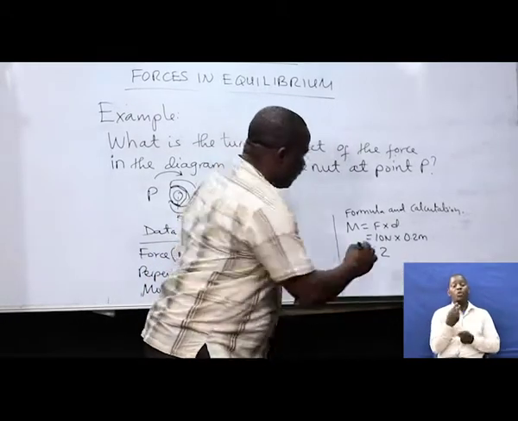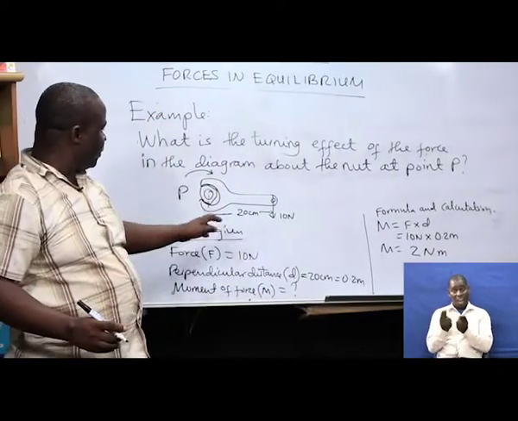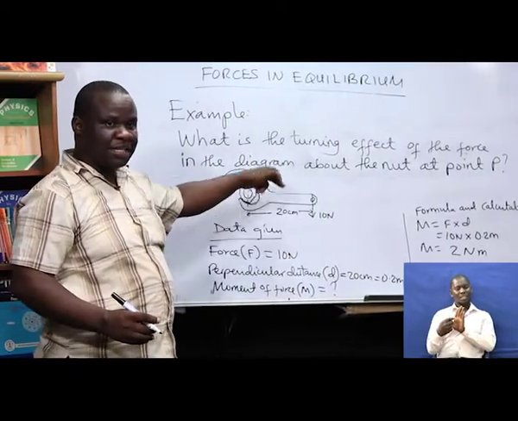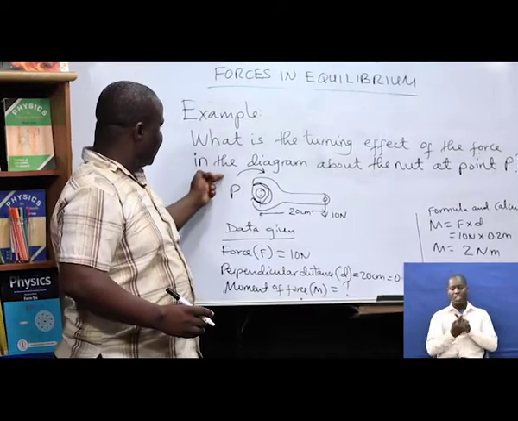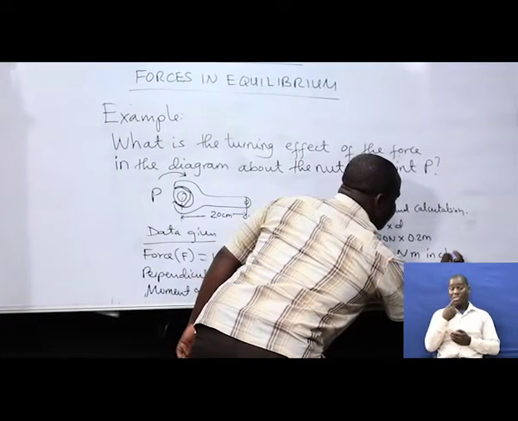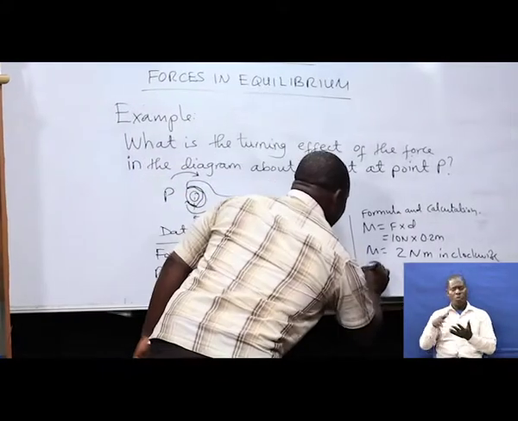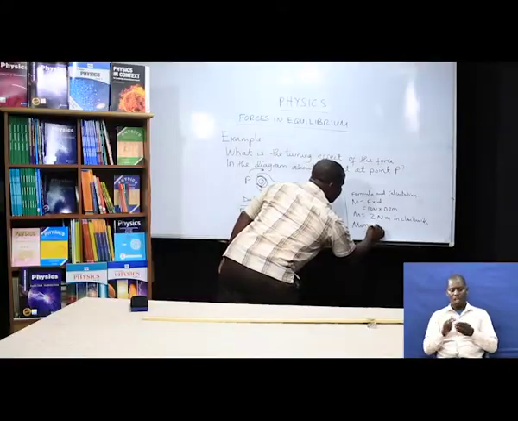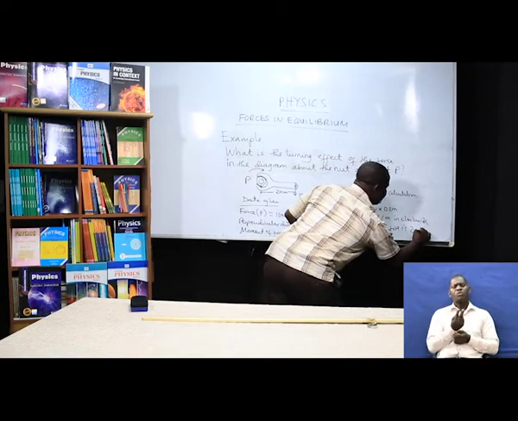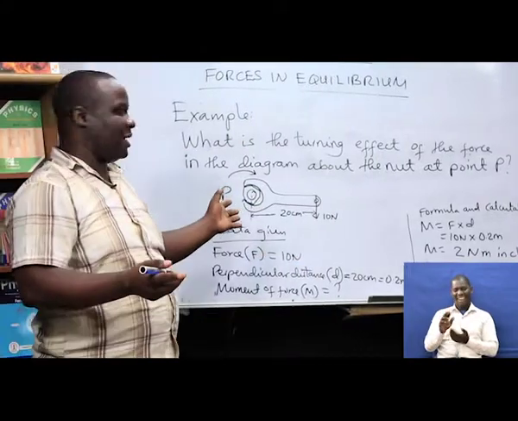But what is the unit? We have Newton and meter. Here you have to see the direction of the turning. If you look here, you find that it is in the clockwise direction. So we can say clockwise, and you can conclude that the moment of force is 2 Newton meter.